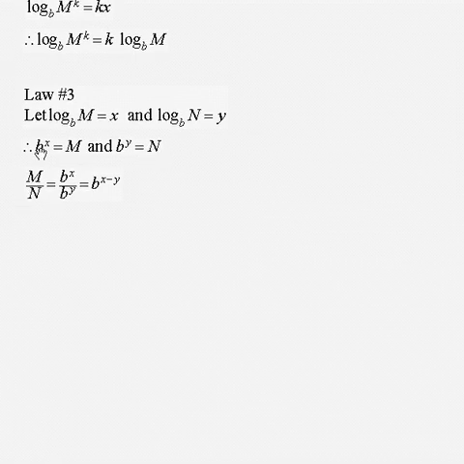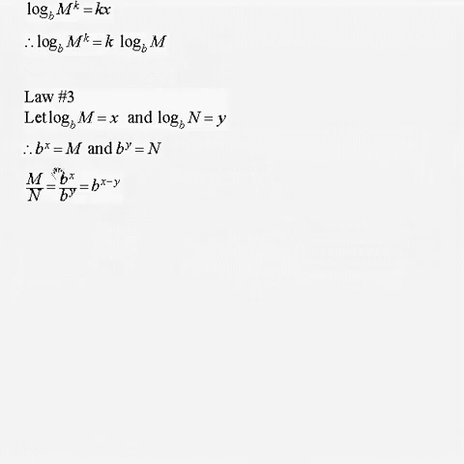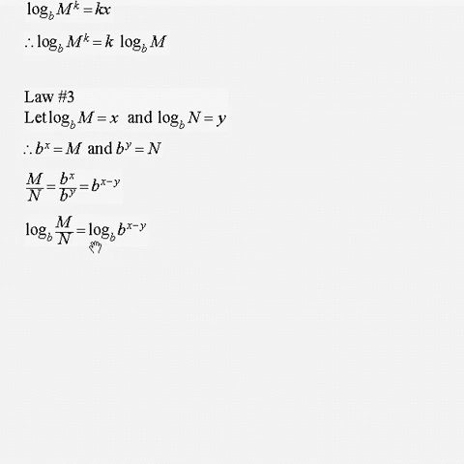M divided by n, by substitution, m is the same as b to the x power, and n by substitution is b to the y power. And we know that when you're dividing and the bases are the same, you keep the base and subtract the exponents, numerator minus denominator. So m over n is b to the x minus y power. Forget about this middle step momentarily. Let's take the log of both sides of this equation on the left and on the right, both base b. Log of m divided by n base b equals the log of b to the x minus y power base b.